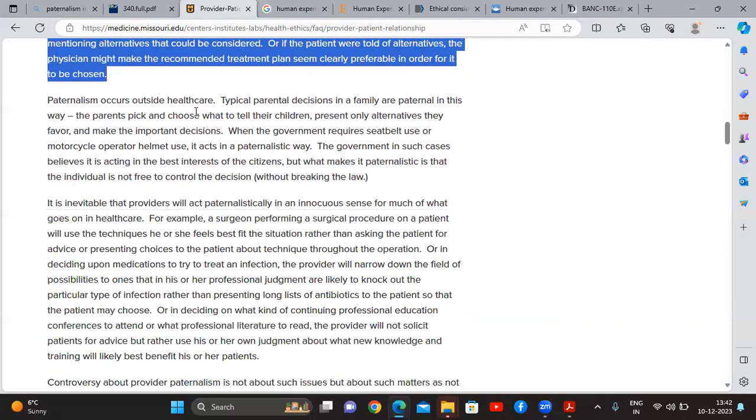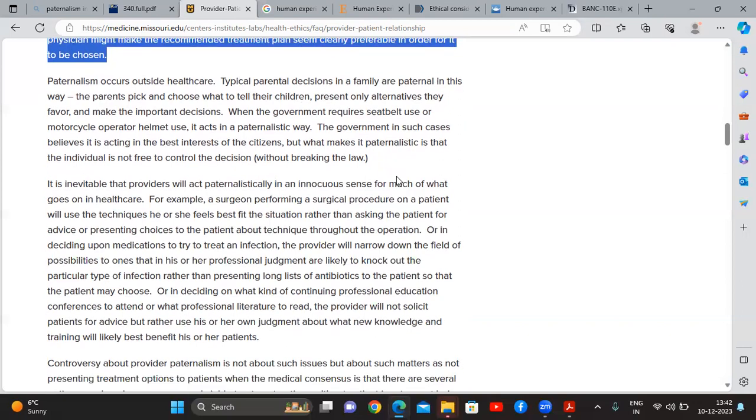Acha, it can occur even outside healthcare. A typical parental decision in the family is paternalistic. So this is where they're trying to make us understand what paternalism essentially is.